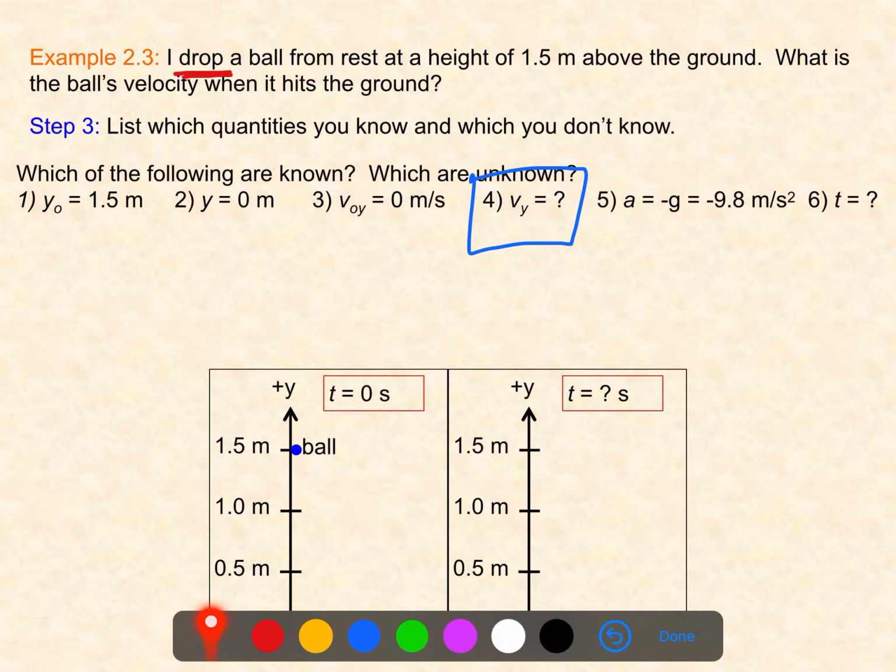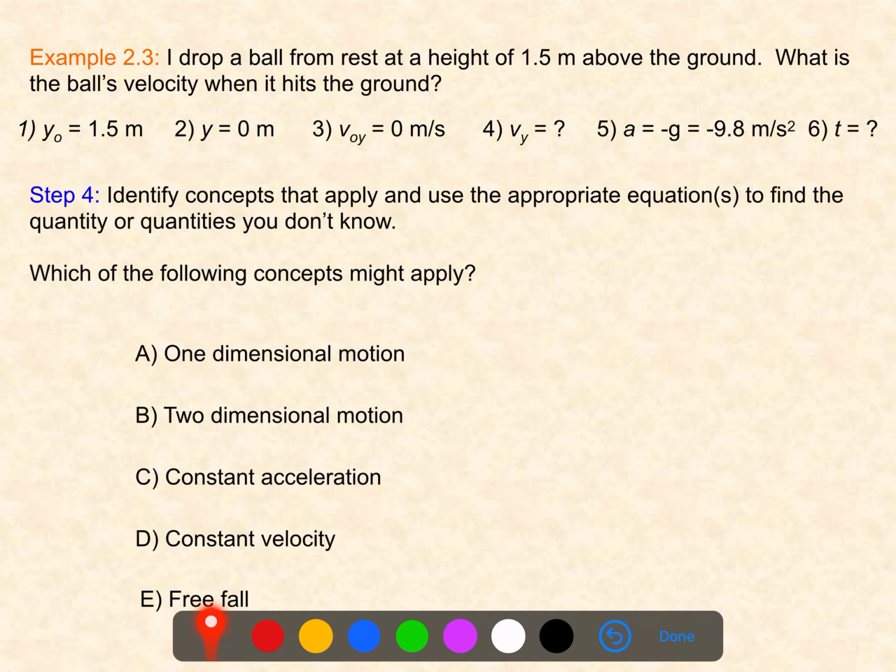Okay, and so what concepts might apply here? Well, we are dealing with one-dimensional motion if we're just dropping it. I didn't throw it in an arc or horizontally. It's just being dropped vertically. So that can rule out two-dimensional motion. There is constant acceleration present, namely the acceleration due to gravity, which means there's not constant velocity. It is accelerating. And we can add this concept of free fall to the mix here too.